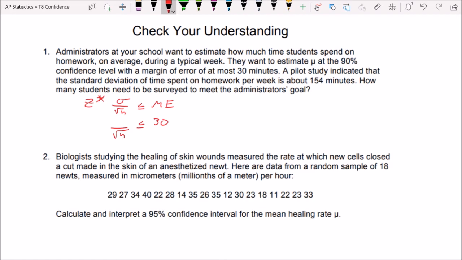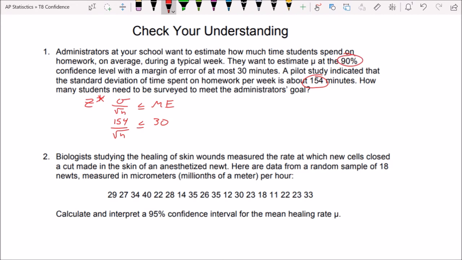What else do we know? Do we know sigma? They said a pilot study indicated that the standard deviation of time spent on homework is about 154 minutes. So that's the value we're going to use. Normally in an AP question, they're going to give us that value. And then we need to find Z star on our own.